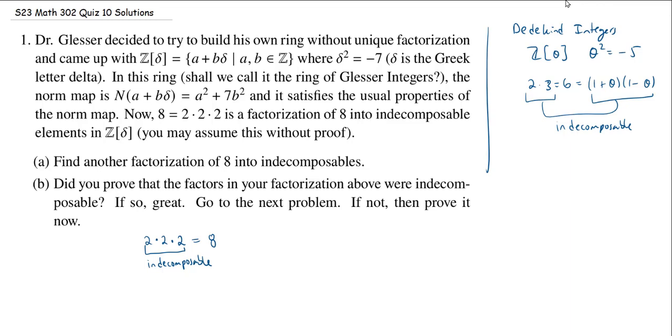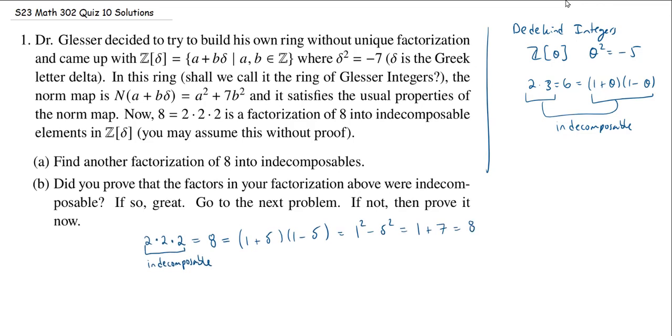The hope is that you have the original factorization from class in mind, because a similar thing will hold here. If I do 1 plus delta times 1 minus delta, this is a difference of squares. I know it's going to give me 1 squared minus delta squared. But delta squared is -7, so this becomes 1 plus 7, which is equal to 8. Hey, look at that. It works.